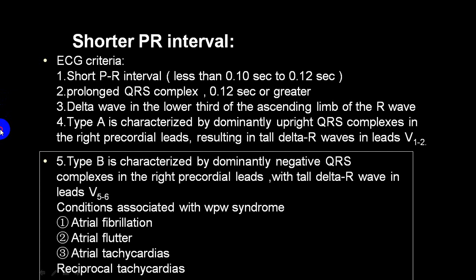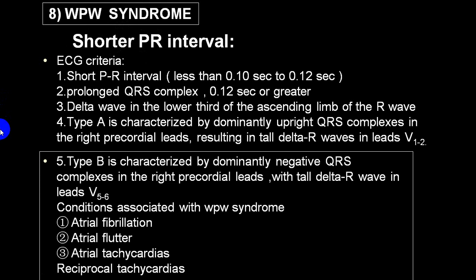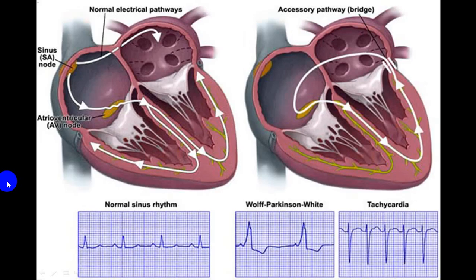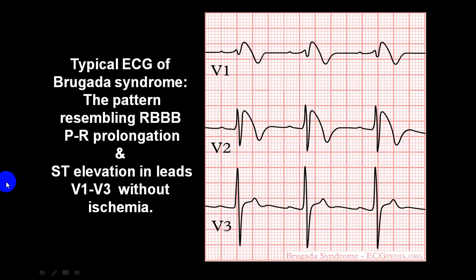and you look at the other leads, it helps you to differentiate WPW syndrome, and there is a delta wave. So it will help you to identify a WPW syndrome: short PR with delta wave on an ascending limb of the QRS complex. Clear?